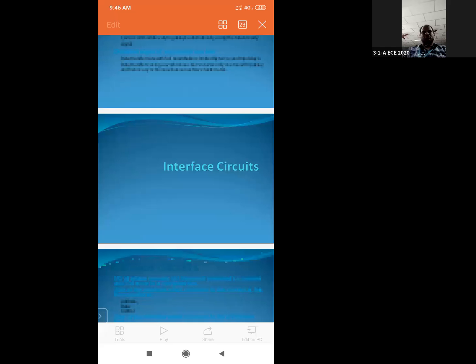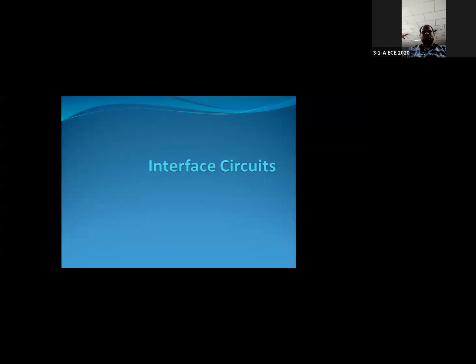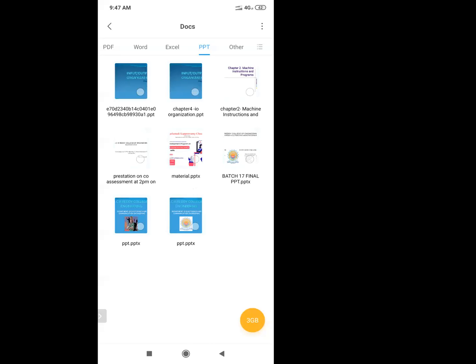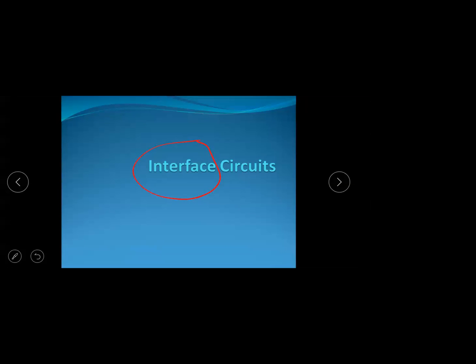Next topic is interface. Interface circuit is nothing but an interface. It interfaces the transmitter and receiver, from PC to your mobile.